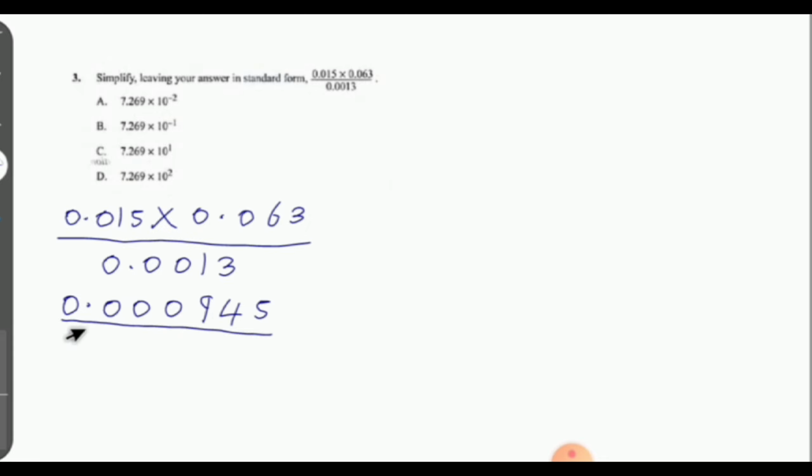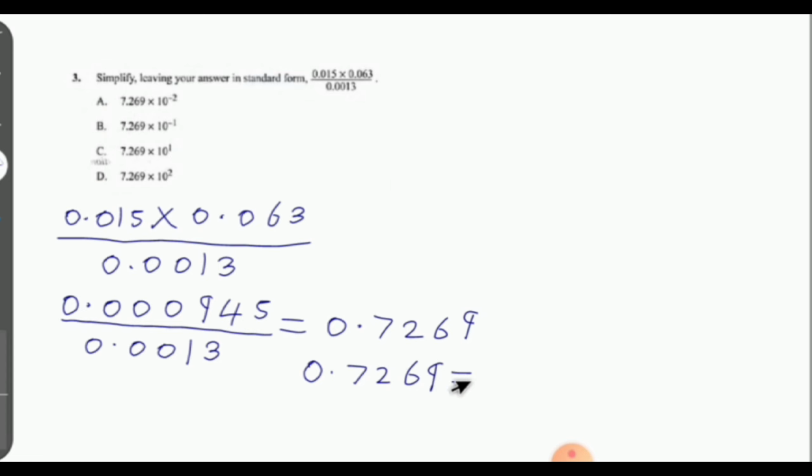All over 0.0013. Now I will use this to divide this. So 0.000945 divided by 0.0013 is equal to approximately 0.7269. Now this is what we got. We are going to transform this number to a standard form. So write 0.7269 equal to, since the 0 comes before the numbers in this particular number, I'm going to write it this way, converting to standard form.